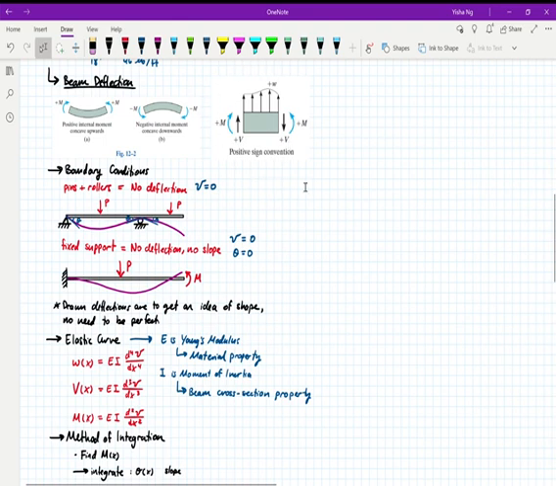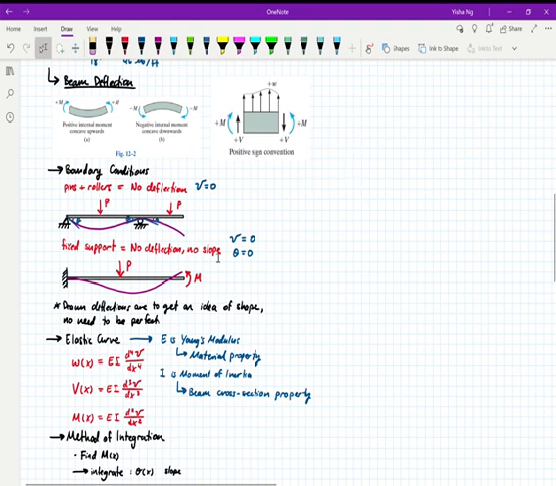The other thing we have is a positive sign convention for when you make cuts. If you're cutting on the right side, your shear is going to point down and your moment is going to be counterclockwise. If you're cutting and taking the right side, getting rid of the left, your shear points up, your moment also curves up, but that's clockwise.